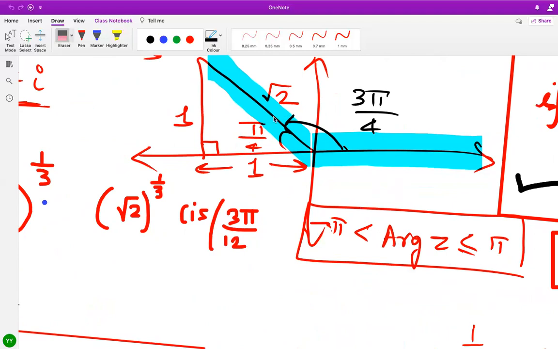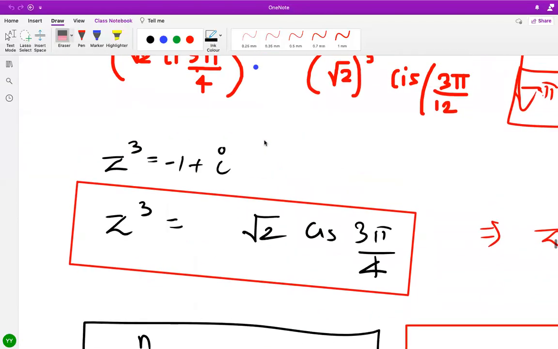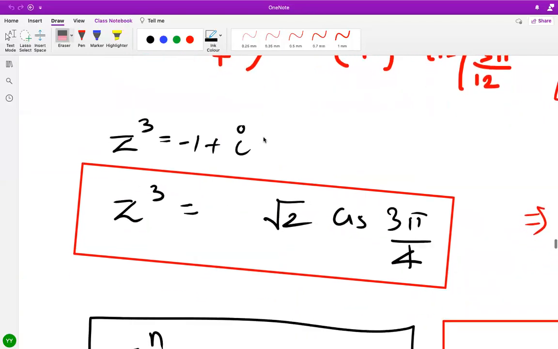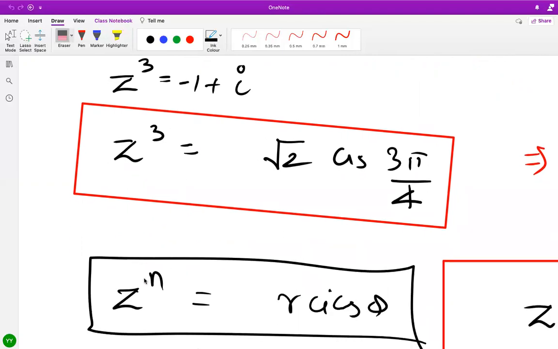Now, once you've written the complex number in r cis theta form, that is the square root of 2 cis 3 pi/4, our next question is how do I go about finding the complex numbers that give me this answer if I raise them to the power 3. So now here is de Moivre's theorem, because we have to have prior knowledge of this first before I do this particular thing.